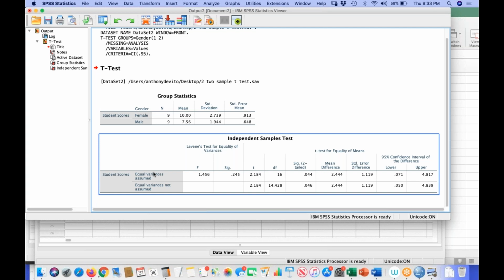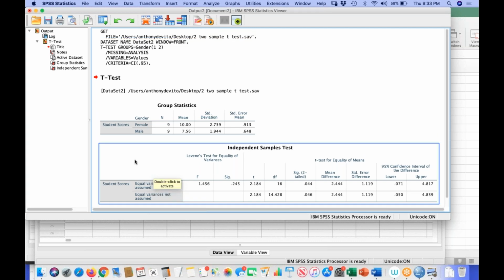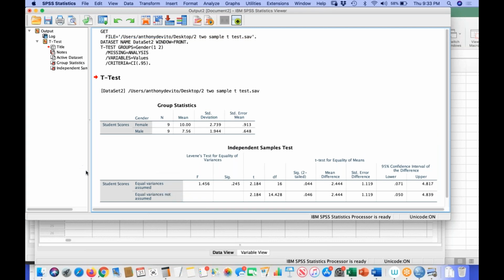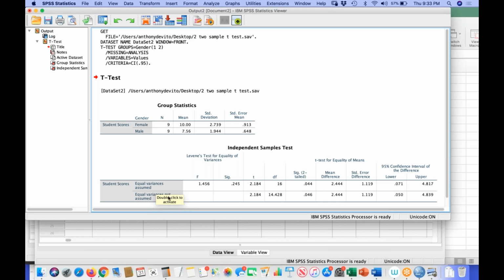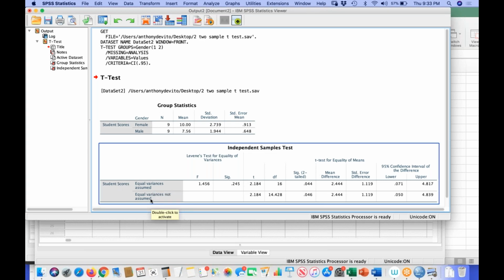Well, this actually tests that assumption. So it's just like any null hypothesis. The assumption is that the variances are equal. So until you can reject that, you stick with the top line. On the bottom line, unequal variances are not equal, right? Equal variance is not assumed.